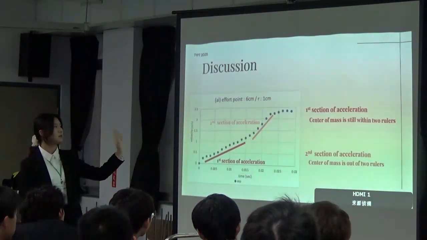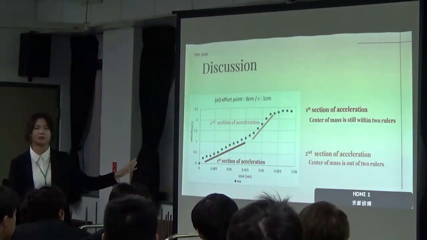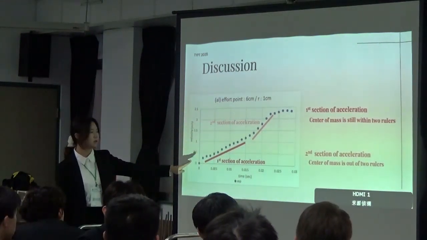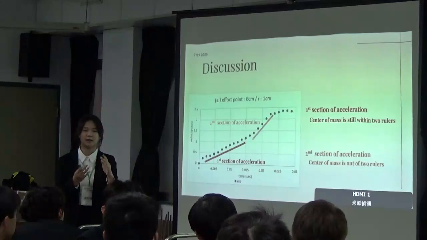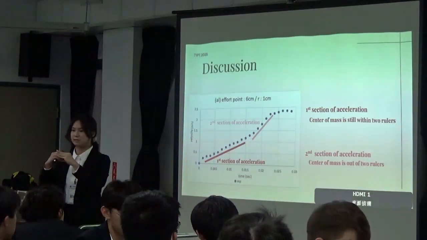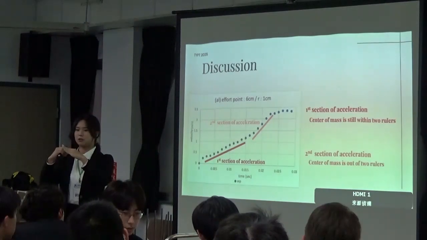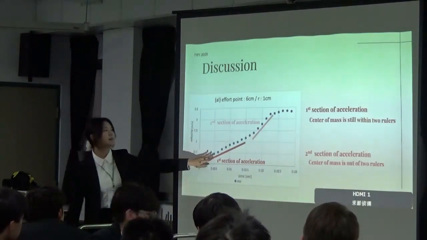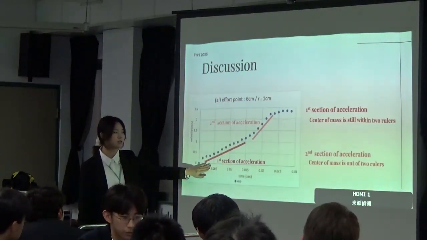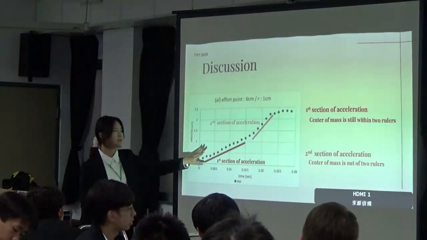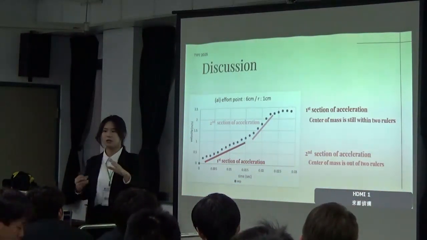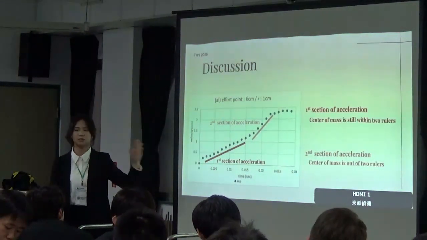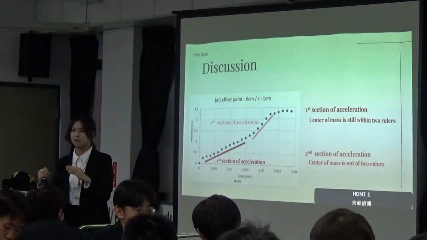bigger. So this is the v-t chart in my experiment. We can see that I have two sections of acceleration. For the first section, if it has acceleration, that means the projectile and the ruler are still in contact. So the ruler will still give the projectile a force that pushes forward, so it will have acceleration. So this part has two sections of acceleration. In the first section, after my observation, the center of mass is still within the two rulers. And for the second section of the acceleration, the center of mass is already out of my two rulers.